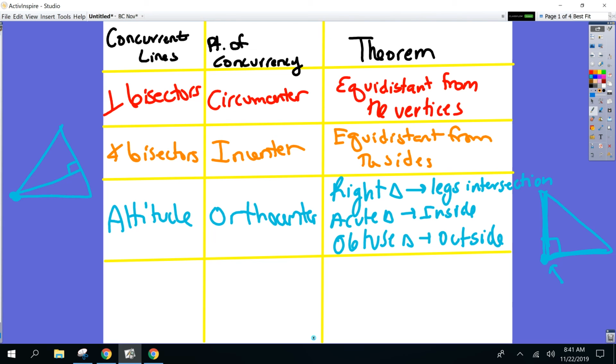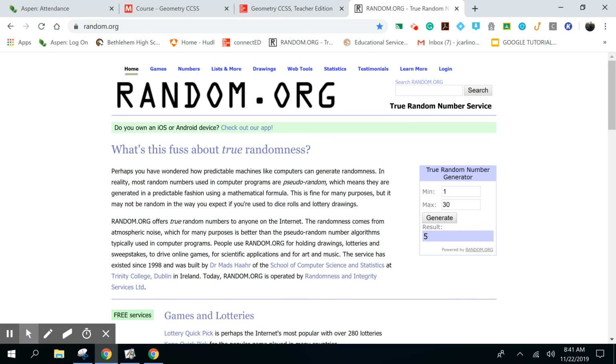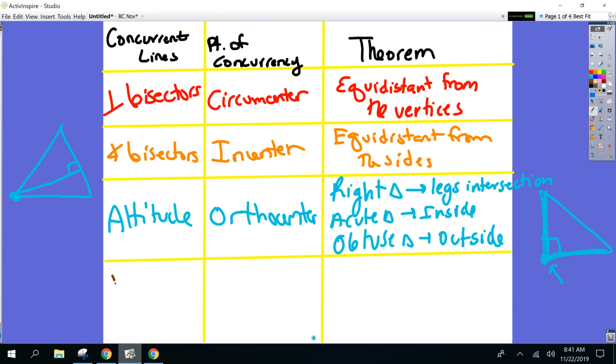And the big one we haven't got to yet, the fourth and final line that is concurrent: median. Are you able to identify and draw a median? Where does the median start? And where does it have to be drawn to? Midpoint of the opposite side.